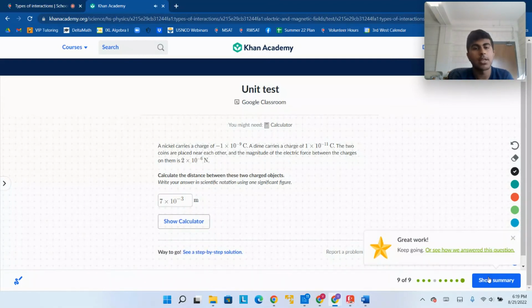Alright, so that was this unit test on types of interactions, mainly focusing on magnetic, electrical, and gravitational. So that was this whole unit test.